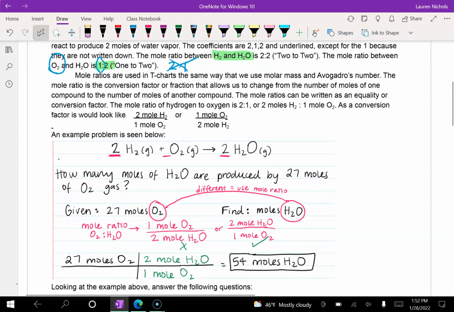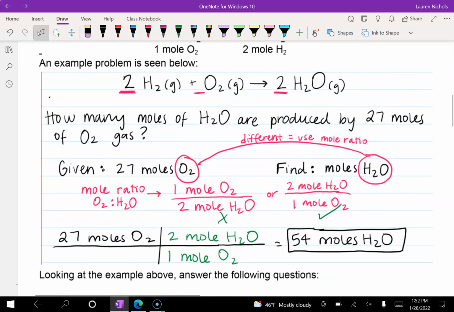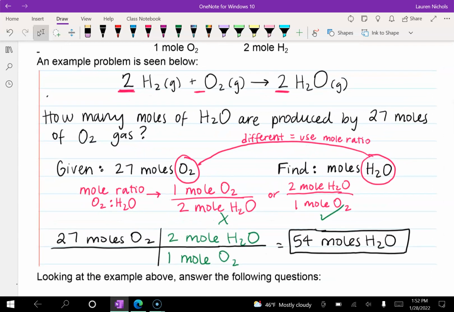Okay, so if we look at this problem here, we can see an example. It says how many moles of water are produced by 27 moles of oxygen gas. So one thing to note is we know that we're given 27 moles of oxygen gas, and what we're trying to find is the moles of water, okay? Because it says how many moles of water.